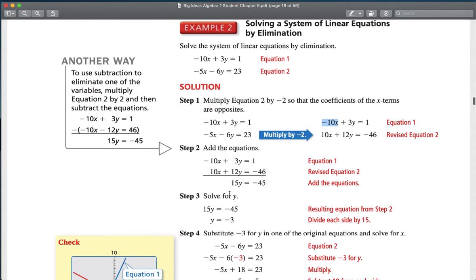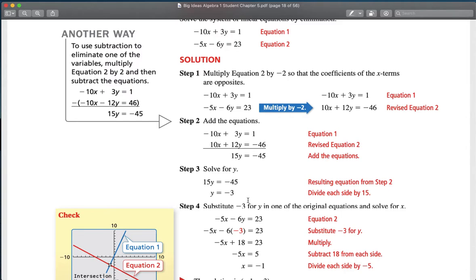Now, from here, you want to solve for y. Here you're multiplying in this equation, 15 times y. The opposite of multiplying is dividing, so you're actually going to divide by 15. So y equals -45 divided by 15. Now, for those of you who know, 45 divided by 15 is 3, and you are left with a negative, so you get that y equals -3.